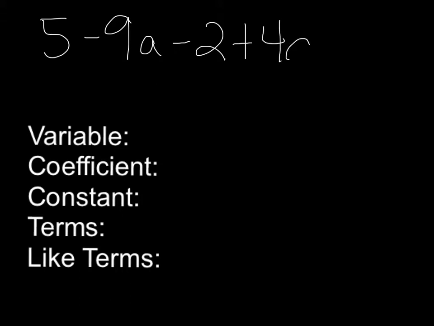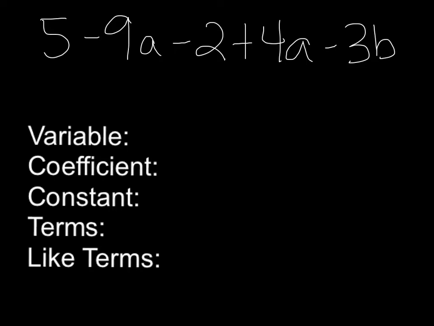Today we're going to be reviewing parts of an expression, and then we're going to be using the distributive and commutative properties to prepare to combine like terms. So the first expression we want to use is 5 minus 9a minus 2 plus 4a minus 3b.